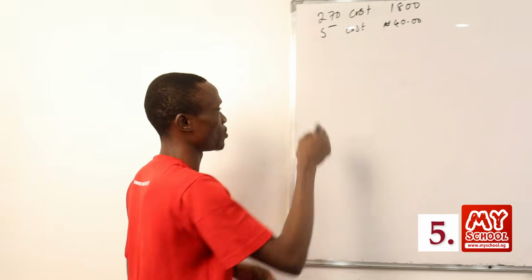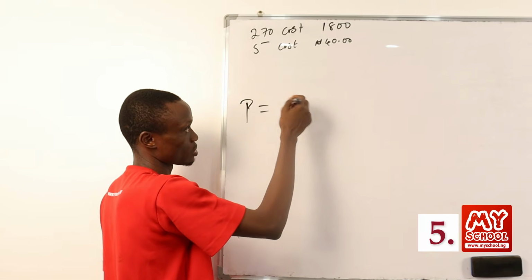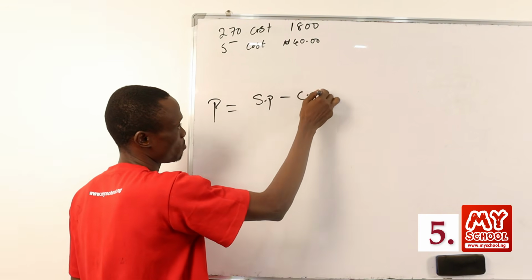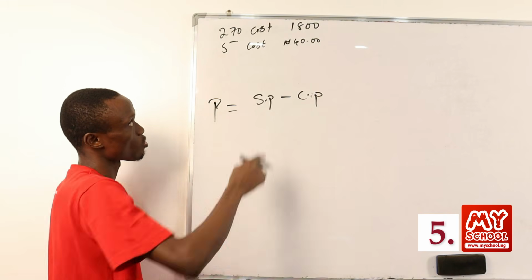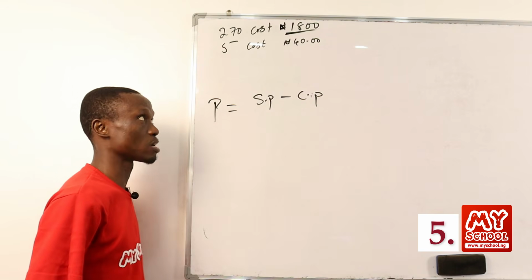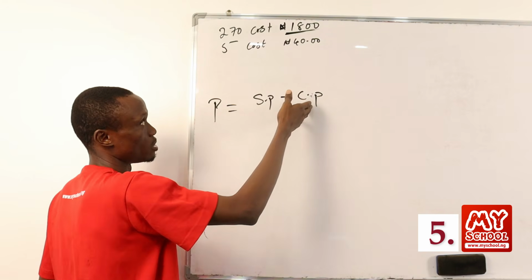Now remember that profit is equals to selling price minus cost price. Okay, so let's use CP for cost price. So now for this orange, we already know the cost price. So the cost price is 1,800, but we don't know the selling price.